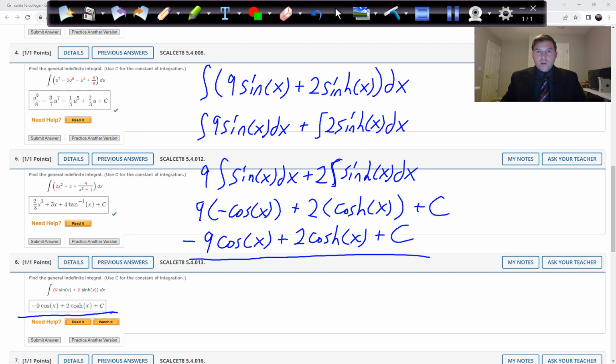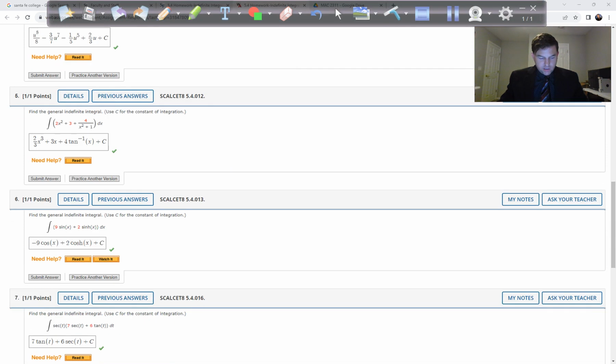Won't really go into what hyperbolic cosine and sine represent. You really don't see them too often. I think I came across them maybe a few times in orbital mechanics, but even then it's pretty rare to see those particular trig functions. Okay, 6.